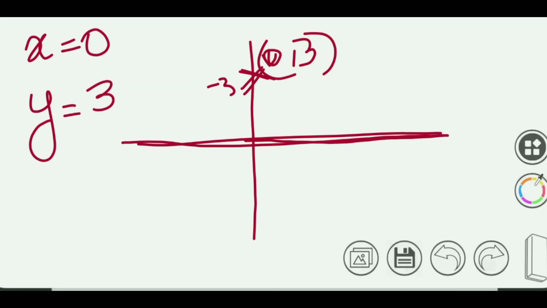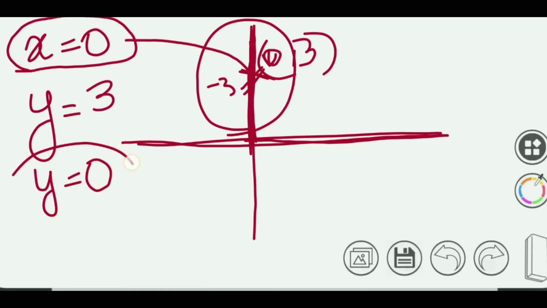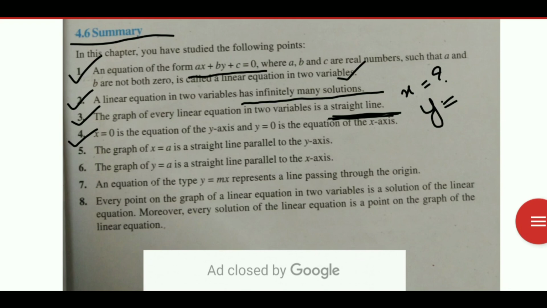So is this an equation on the y-axis? So you can say if x is equal to 0, this will be an equation on the y-axis. Suppose y is equal to 0. Consider y is equal to 0. That means nothing on the y-axis. You'll plot everything on the x-axis. So this is an equation on the x-axis. If x is equal to 0, the equation will be on the y-axis. If y is equal to 0, the equation will be on the x-axis.